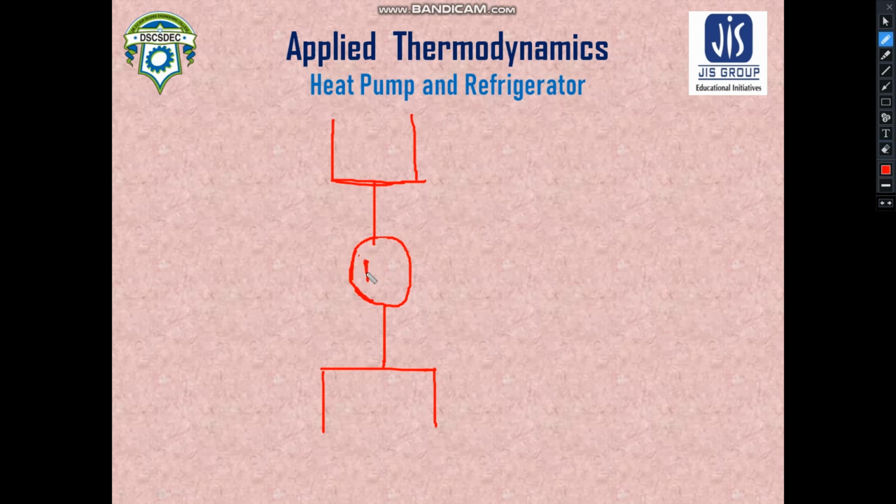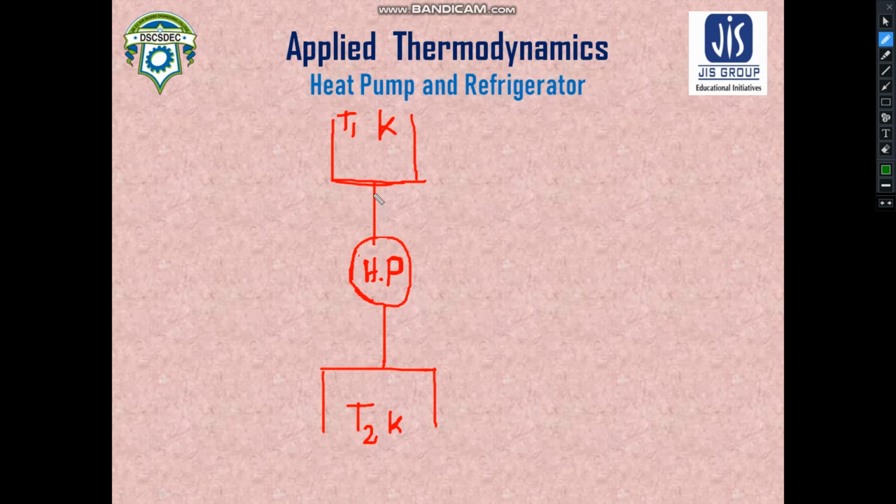Now let us take the opposite of the heat engines. Let us discuss what we mean by heat pumps or refrigerators. So this is your source. This is a general consideration that we take the source at T1 temperature and the sink at T2 temperature. Since the source and sink have infinite thermal capacities, their temperature doesn't change. So now let us do the opposite of the heat engine.